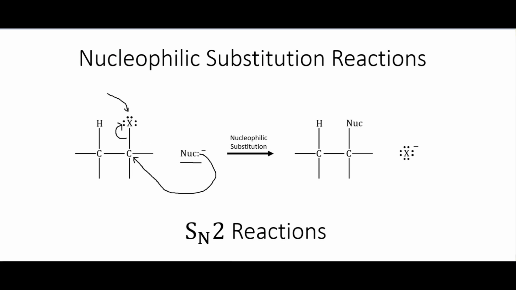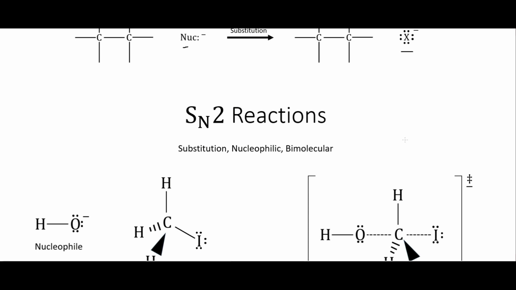But if we look at this more generally, all we're doing is removing this halogen and adding this nucleophile. So this halogen is removed from it, and that's called the leaving group. What I was just showing is what we're going to talk about today, which is SN2 reactions, where SN2 stands for substitution, nucleophilic, and bimolecular. So substitution, nucleophilic, and bimolecular reactions.